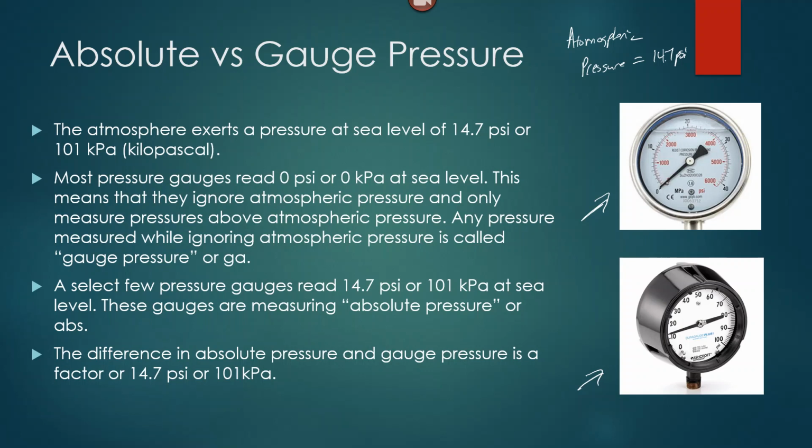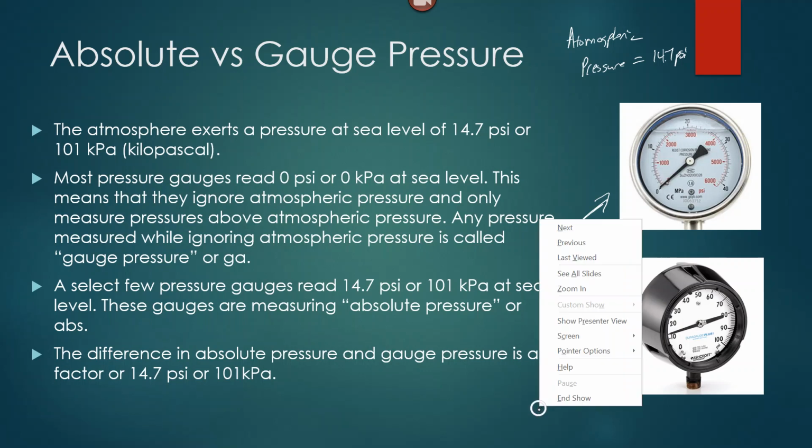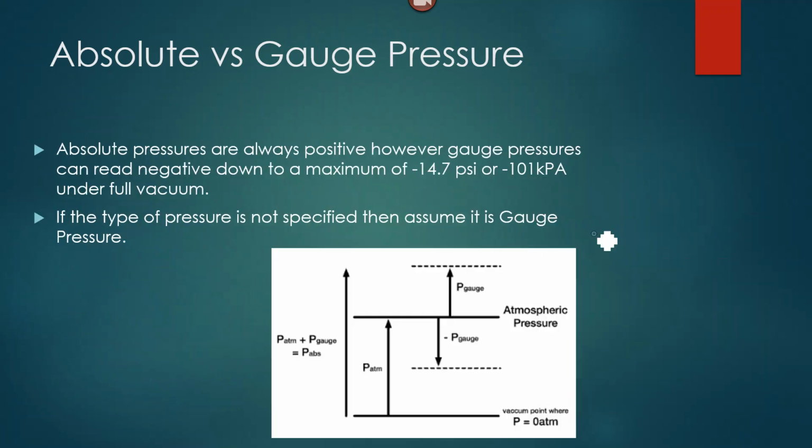Basically, to get between the two, all you're going to do is either add or subtract 14.7. To get from an absolute pressure to a gauge pressure, you're just going to subtract 14.7. To get from a gauge pressure to an absolute pressure, you're going to add 14.7. That's pretty much all there is to it. But we do need to talk about one other thing, and that's the idea of a vacuum.